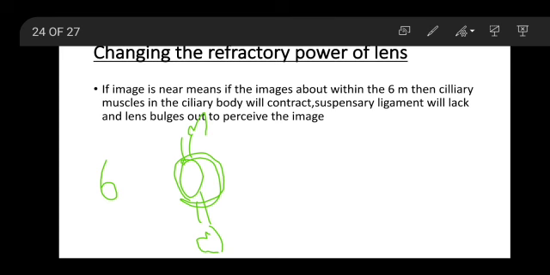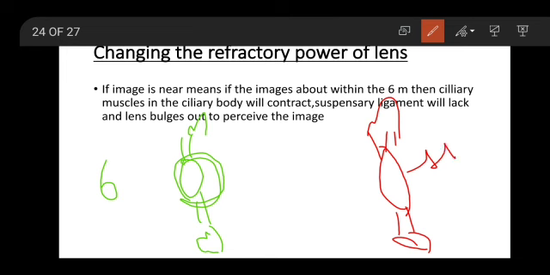If the object is more than 6 meters away, then the suspensory ligament will tighten, the ciliary body will relax, and the lens will thin. So this is changing the refractive power of the lens. I hope you are understanding this.